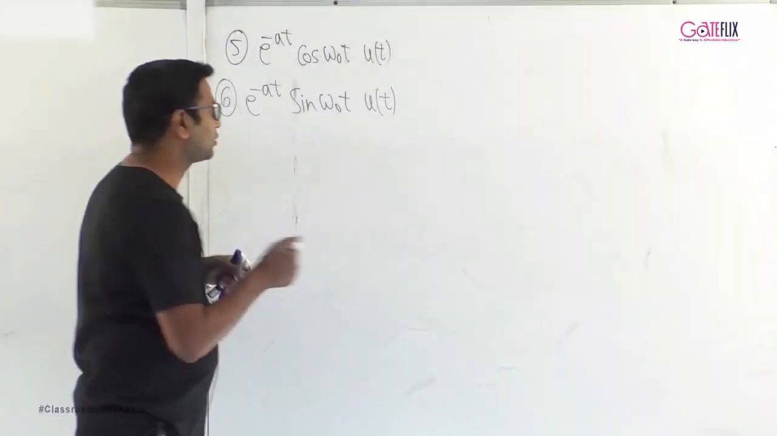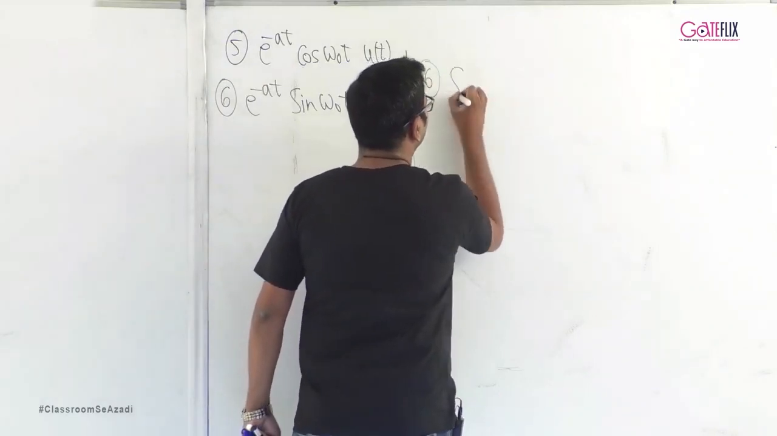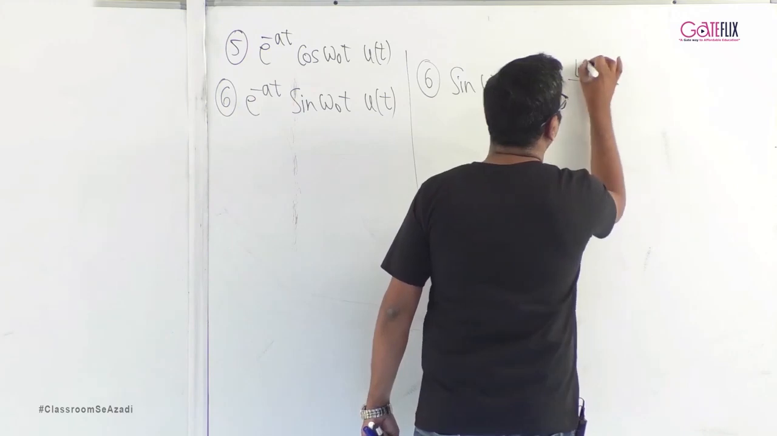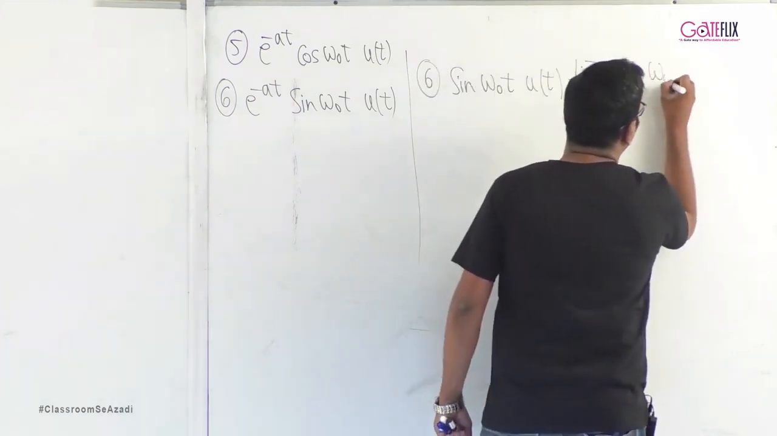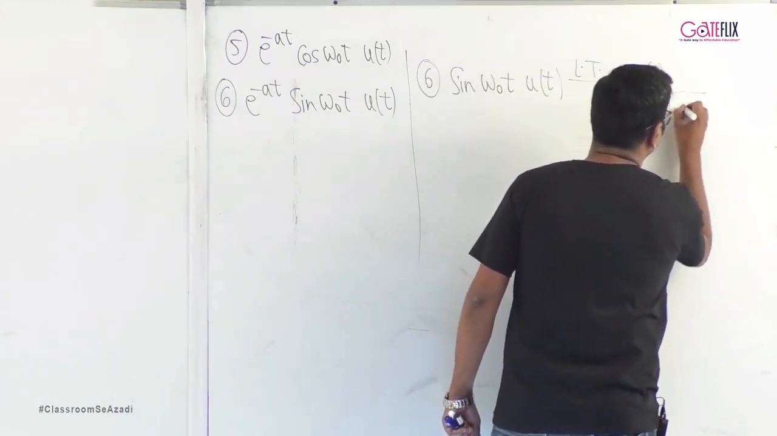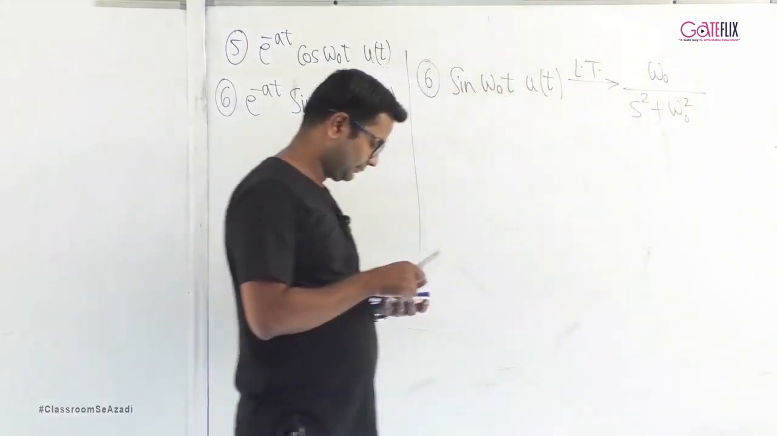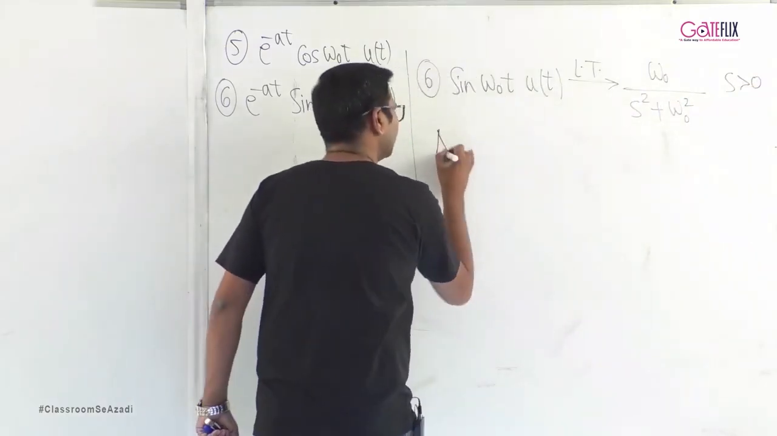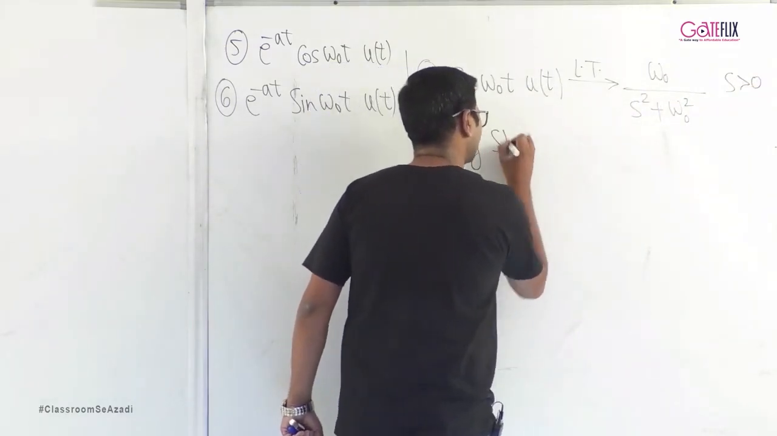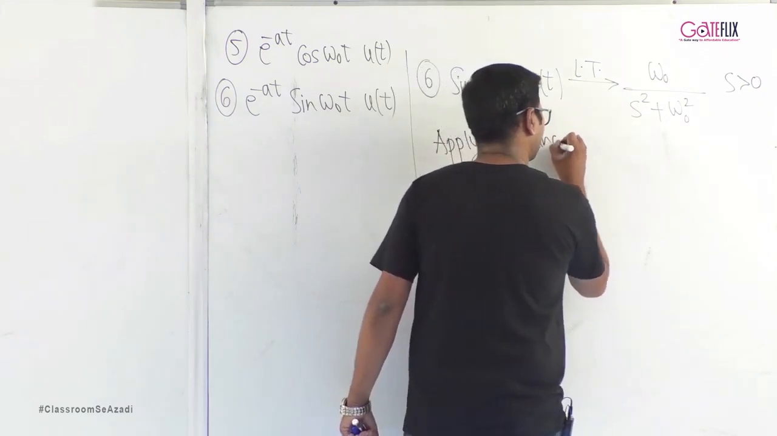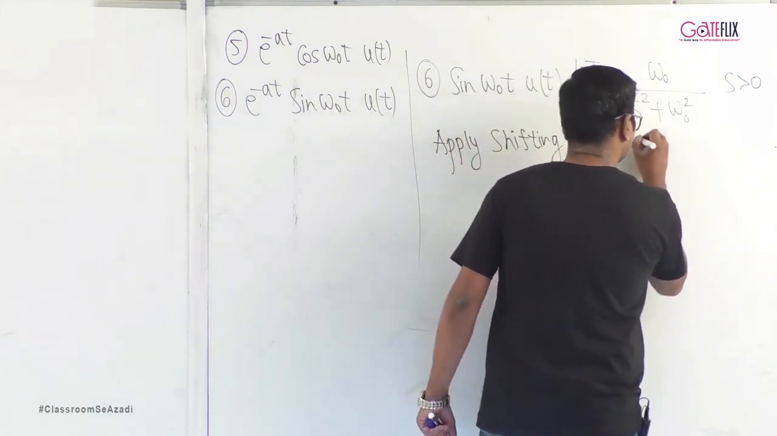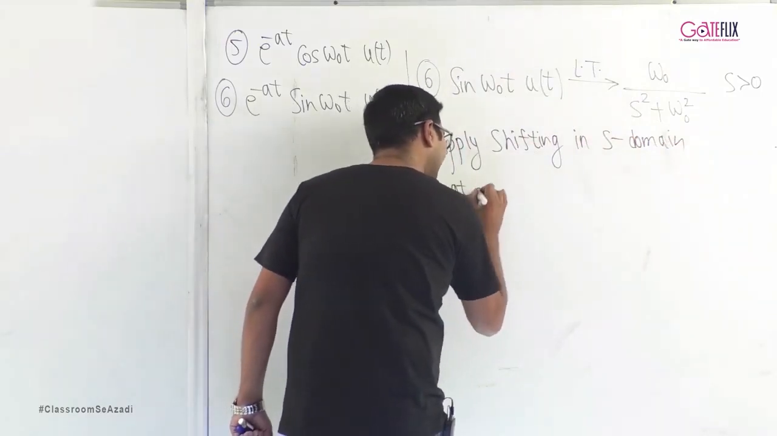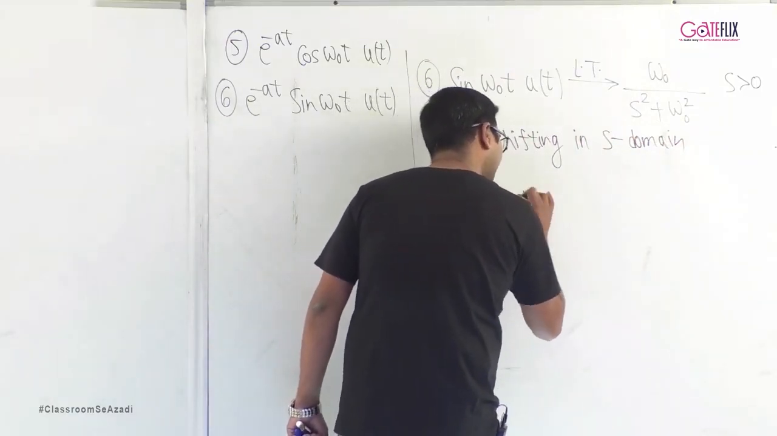Similarly, to solve the sixth question, we can start with sin omega naught t u of t. For sin omega naught t u of t, the Laplace transform is omega naught upon s square plus omega naught square. The ROC is s greater than 0. If you apply shifting in s domain, then we get e raised to minus at sin omega naught t u of t.